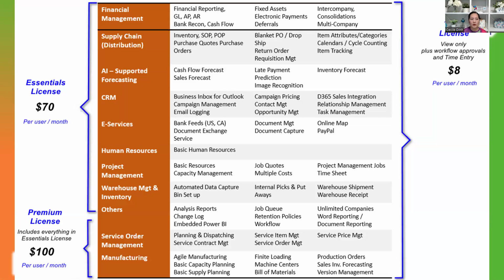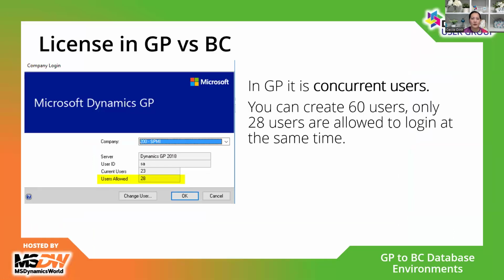Again, we actually have three types of license in Business Central. First is essentials, and next is premium, where you really need to think. Actually, it is easy to understand. If it is with manufacturing, it is premium. This is the service order management and manufacturing. If you don't need that, then you need the essentials license only. And if you have view users only, then it is $8 per month. Okay. All right.